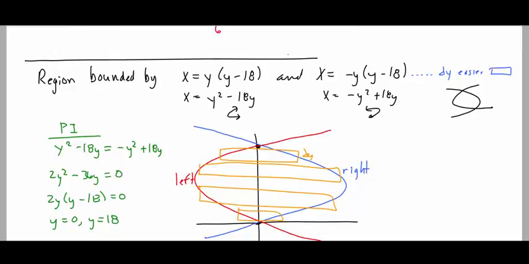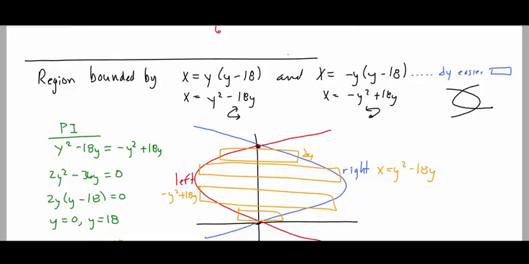So when I set up my integral, I'm going to integrate from 0 to 18 of my right curve, and my right curve was this x equal y squared minus 18y. So this is going to be y squared minus 18y for my right. And then the left curve was this negative y squared plus 18y. And again, it's very important that you have your parentheses set up correctly, because if you don't, what ends up happening then is you have your, I think I have these backward.